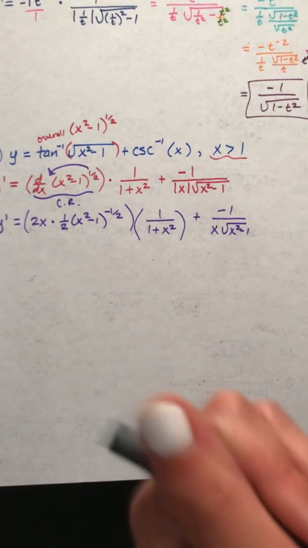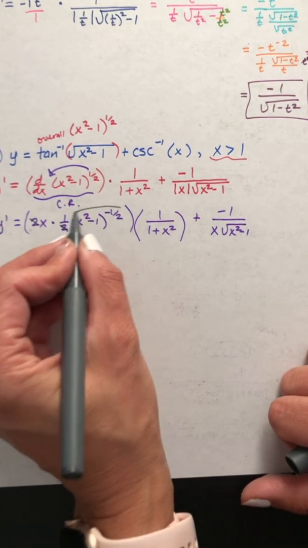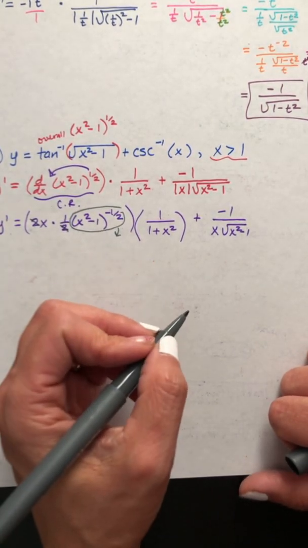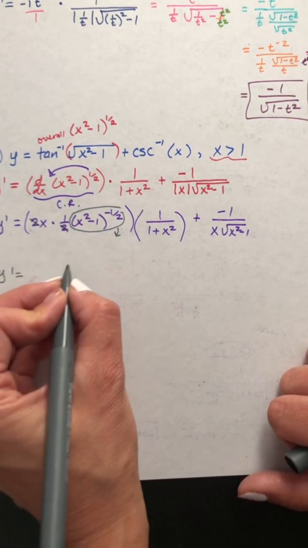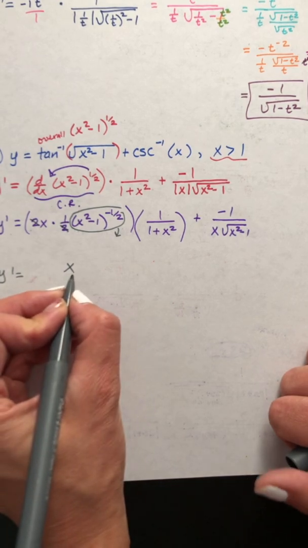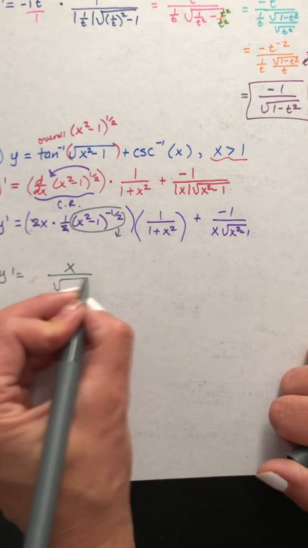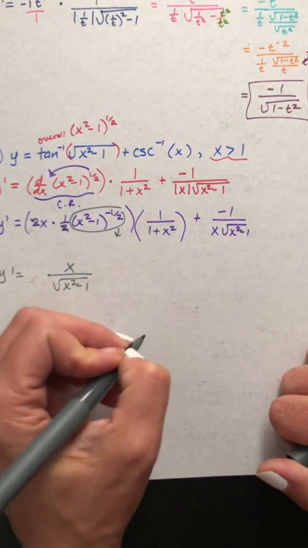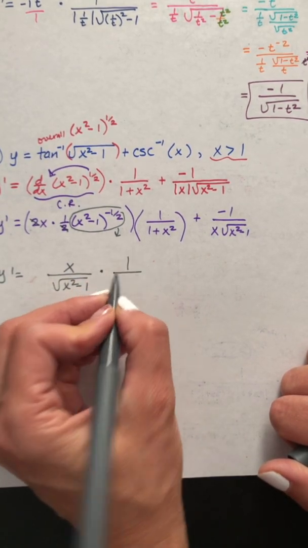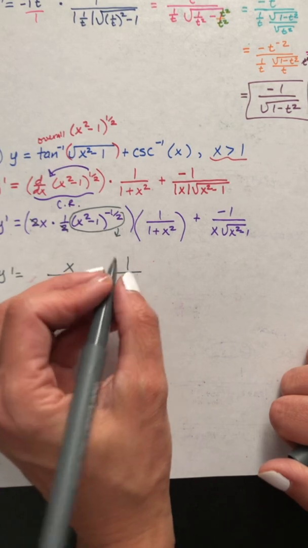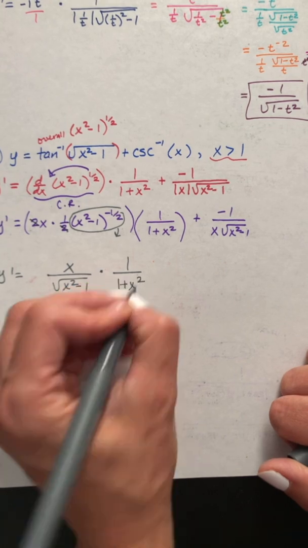There's going to be some things that can cancel, like these 2's. Okay, and we can drop this like it's hot and convert it back to a radical. So we'll have y prime equals, I will just have x up there in the numerator, over the square root of x squared minus 1 times 1 over 1 plus x squared.